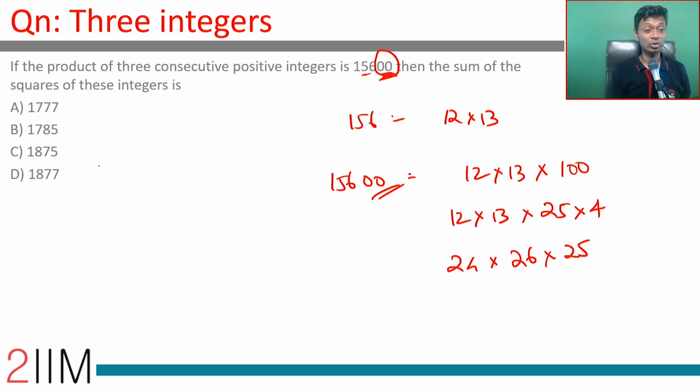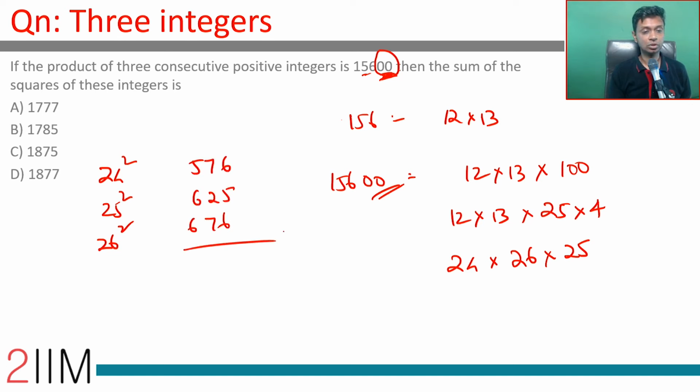The sum of the squares of these integers: 24 square plus 25 square plus 26 square, 576, 625, 676. 6 plus 5, 11, 6 plus 2, 8, 17, 1, 7, 7. The sum is 1877.